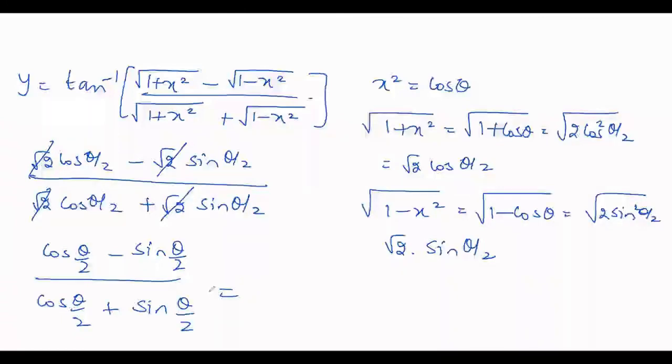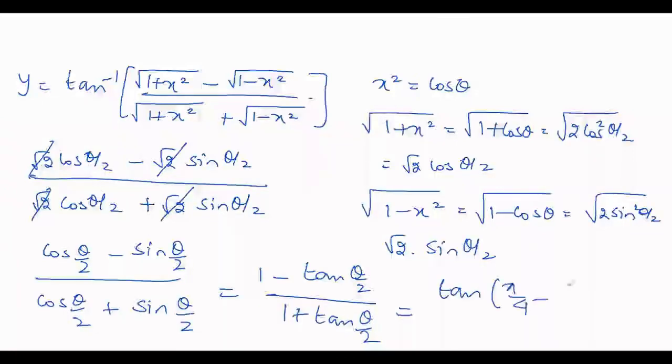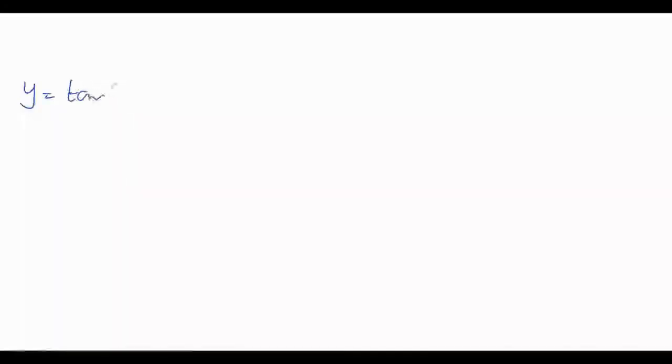So now you will recognize the form where you have to choose to divide both numerator and denominator by cos theta by 2, which gives me 1 minus tan theta by 2 divided by 1 plus tan theta by 2, which you have already seen. This can be expressed as tan of pi by 4 minus theta by 2. So continuing to the next step, I'll rewrite y, which is tan inverse of tan of pi by 4 minus theta by 2. So y is equal to pi by 4 minus theta by 2.